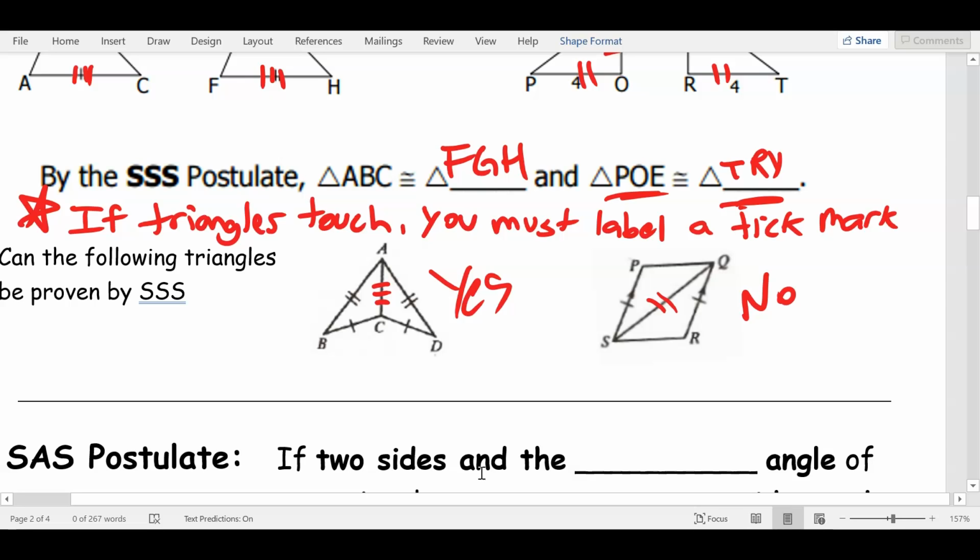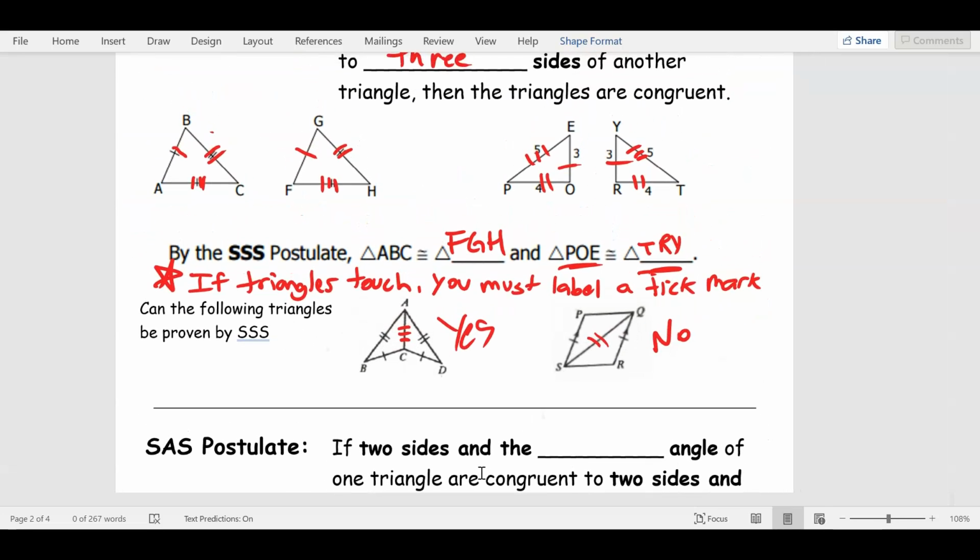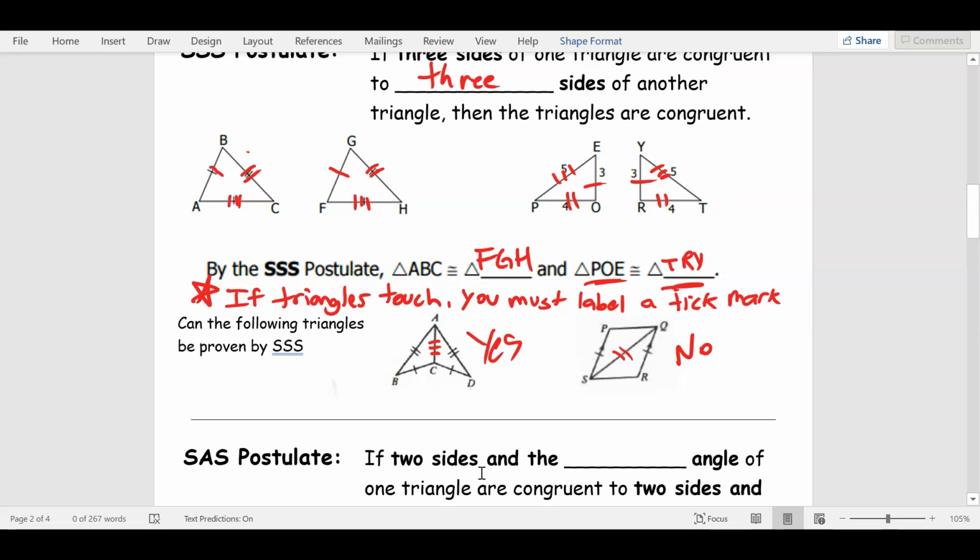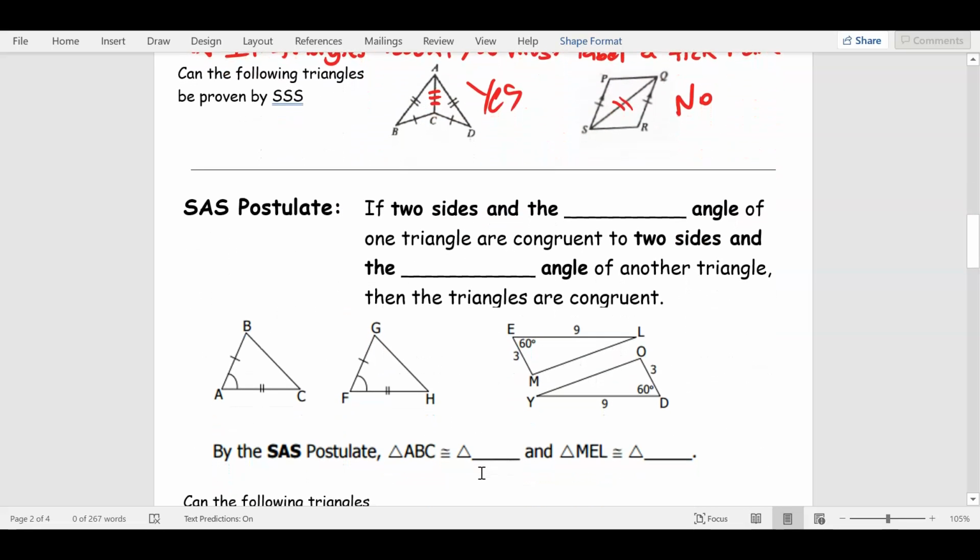Cool? All right, that's side. That was the second part of our song. Side. Now here's the first one. SAS. If 2 sides and the included angle. Included. Now, included is a math word. That means between. Check it out. If you feel included, think about like a hug. Okay? You're between the arms of someone. Included means between. So go ahead and make a little note of that. If you didn't know that, go and put included means between.